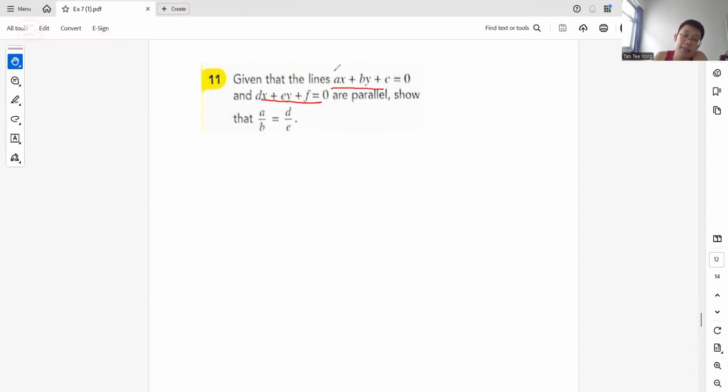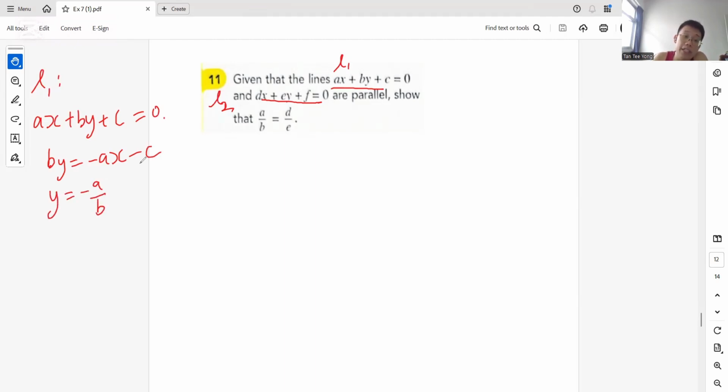Let's label these as line L1 and line L2. For L1, it is ax plus by plus c equals 0. I'm just going to shift things around. by equals negative ax minus c. So y equals, dividing everything by b, negative a over b x minus c over b. This is my gradient, and this is my y-intercept.